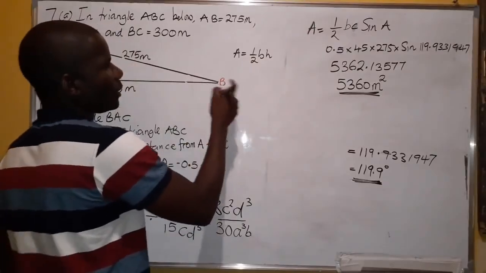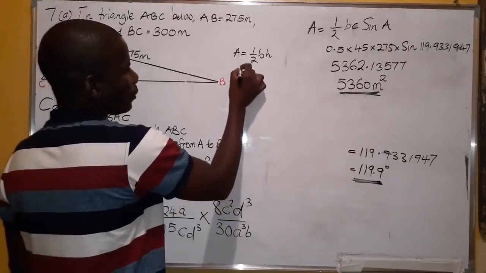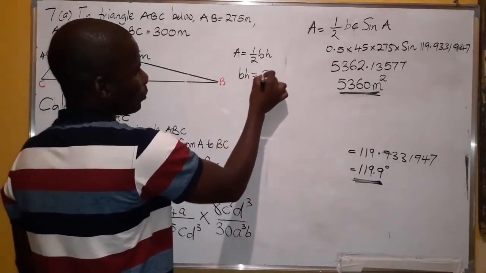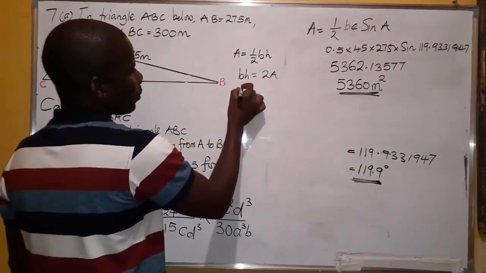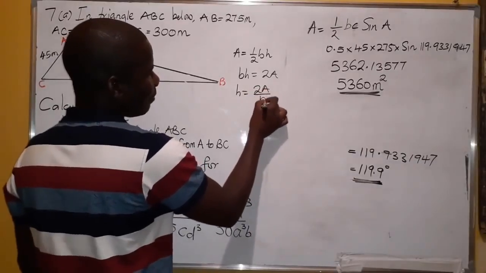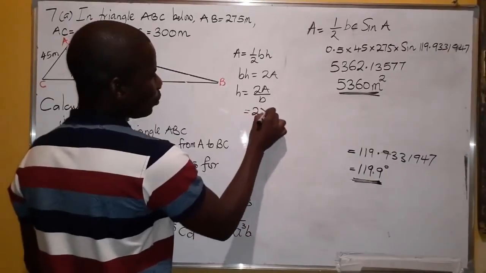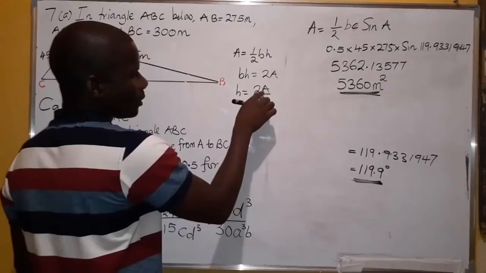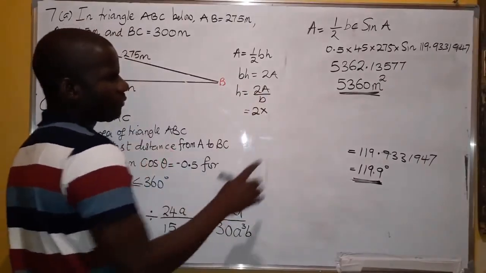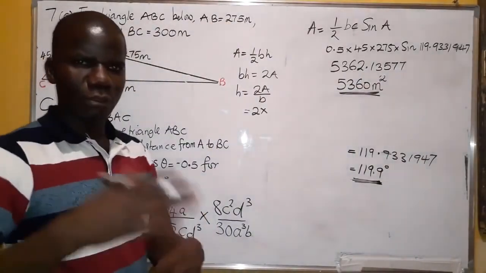So what do we always do? We want to find this H. So we make H the subject of the formula. So it will be BH is equal to 2A. So H is equal to 2A divided by B. So H is the shortest distance. So we say 2 multiplied by this one. This is area. So on this part of area, we get this one which is not rounded off, because I do not want us to round off.